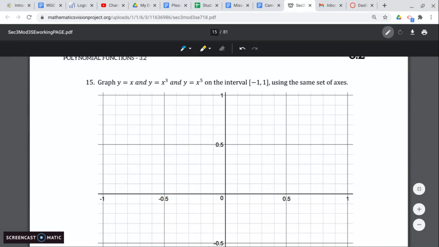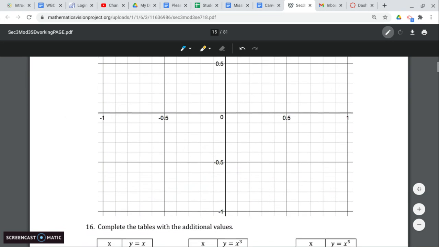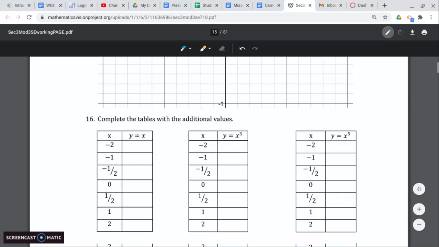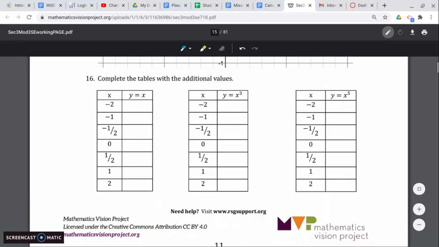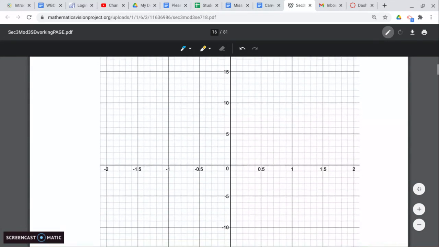All right, so now what you'll do is you'll use those points to graph the three equations. So you're just using those points that we just found to graph these, okay? So I'm not going to do that. I want you guys to do it. And then for 16, you're finding a few more values. So you're plugging in 2 and negative 2 to see what those are, okay? All right. Then you're going to take and graph those out.